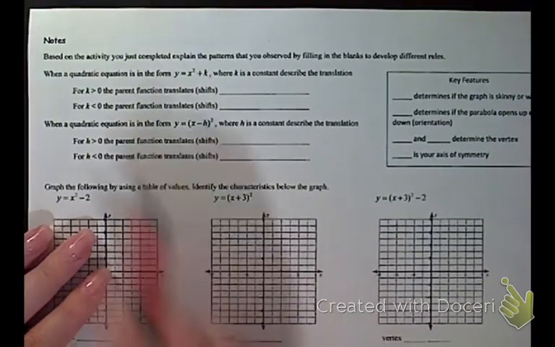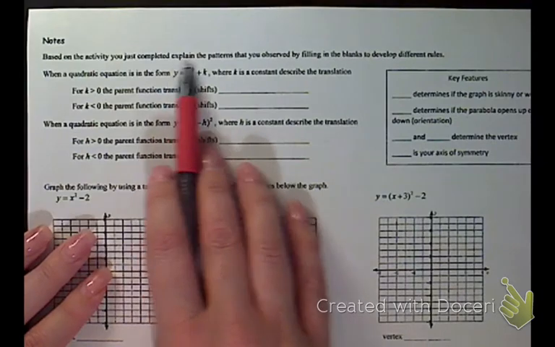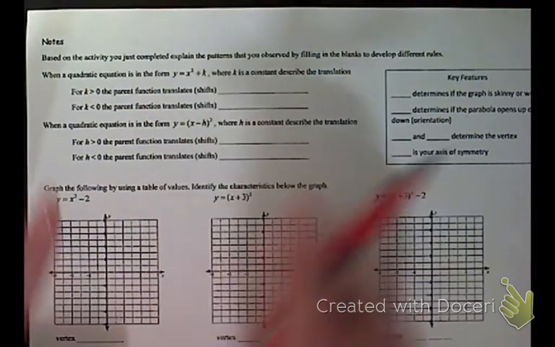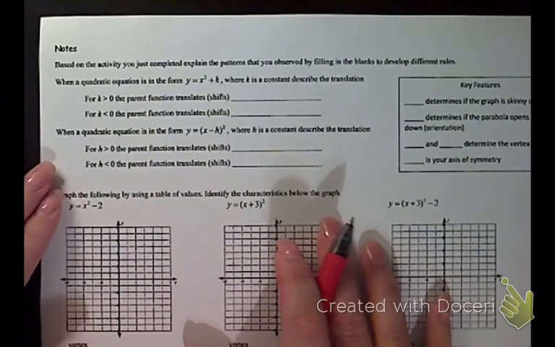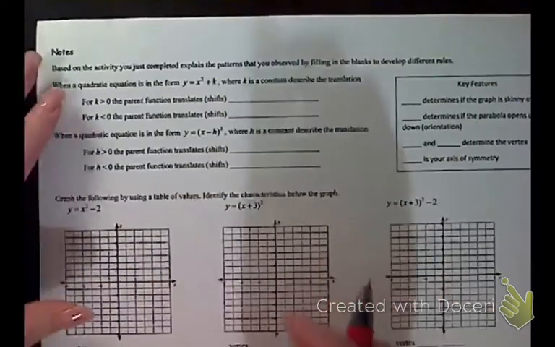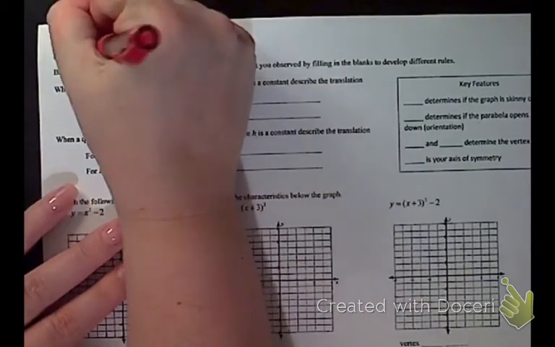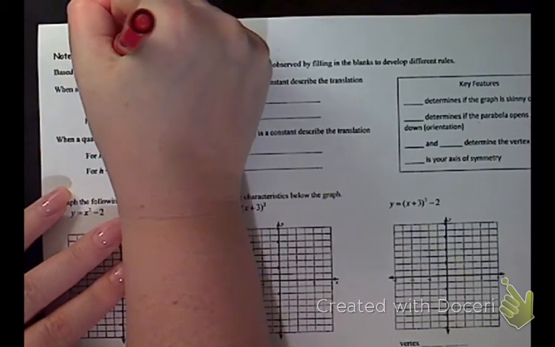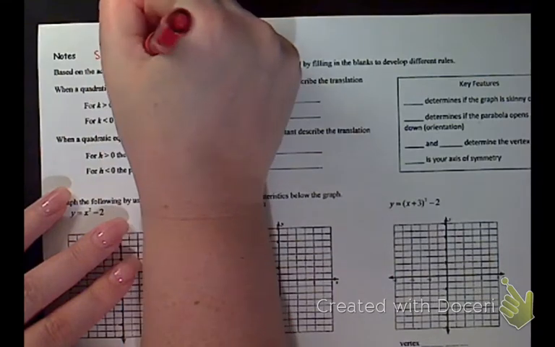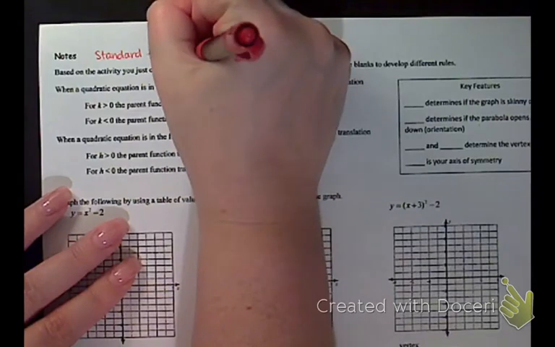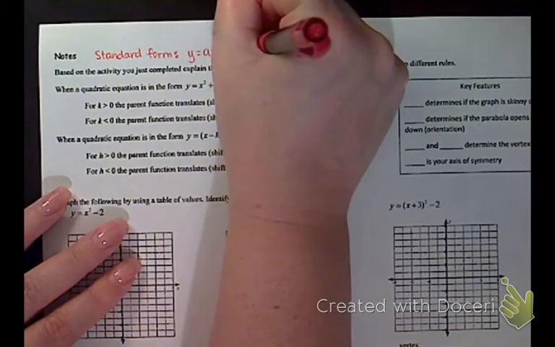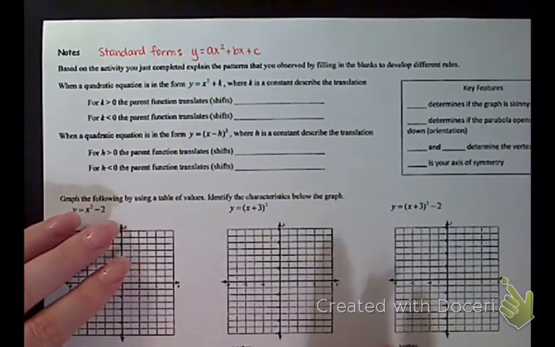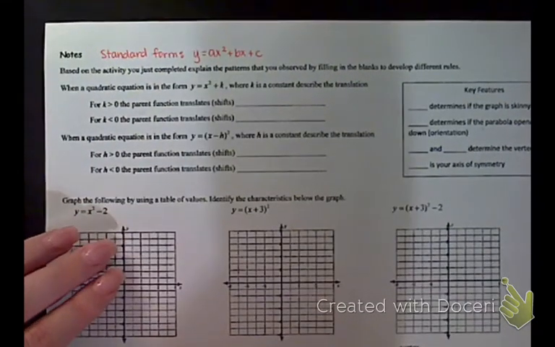Okay, so based on the activity you just completed, we're going to explain patterns that we observe by filling in the blanks. Now, before we do that, I want to talk to you about two forms: one form that we've seen and a new form. So first of all, for quadratic equations, we have dealt a lot with standard form. Standard form is y equals ax squared plus bx plus c. So since the beginning of the semester, we have dealt in standard form.